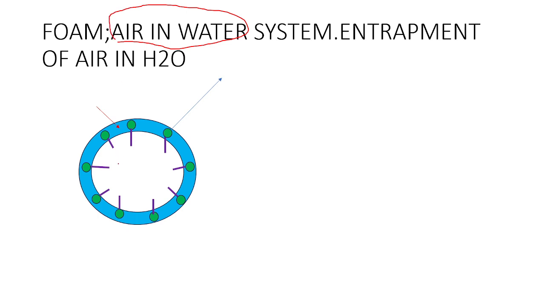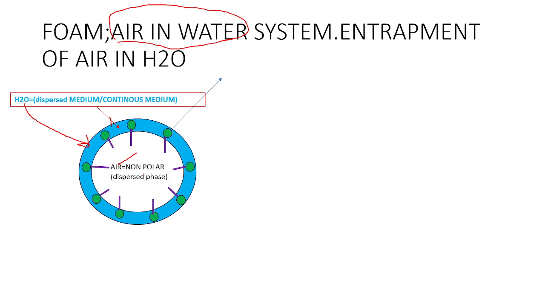This white colored empty space is air. This blue colored thing is water. This air will act as a dispersed phase. Here, this water will act as a dispersion medium or continuous medium. This is the structure of foam, meaning entrapment of air within the liquid. Liquid here is nothing but water.